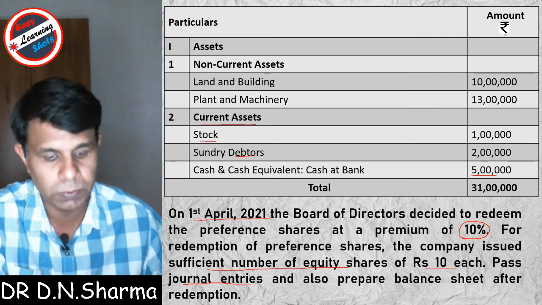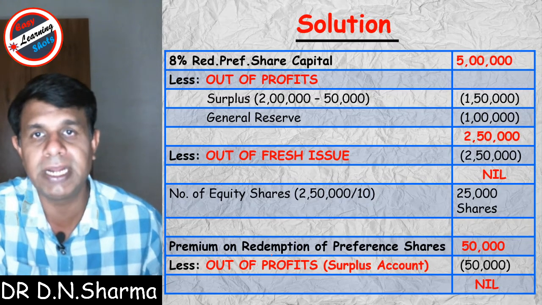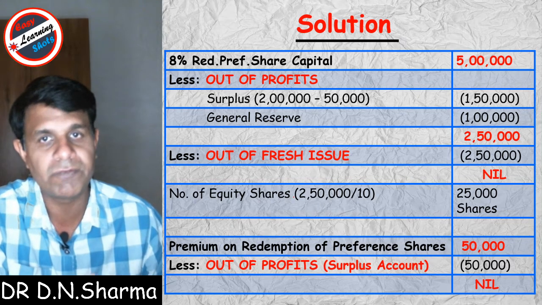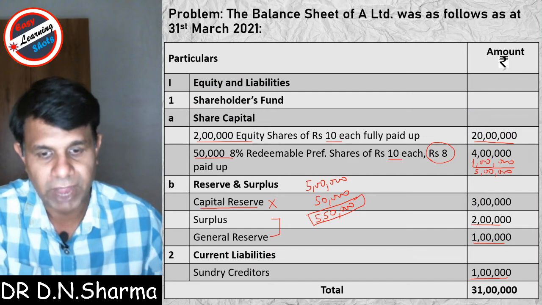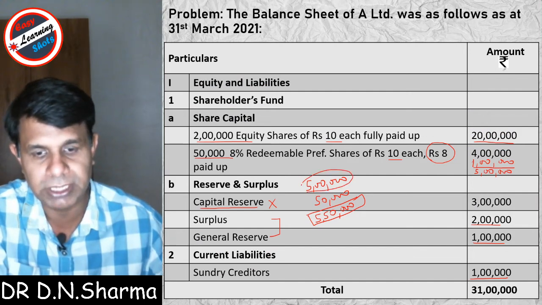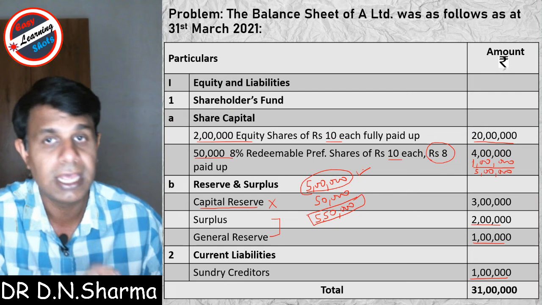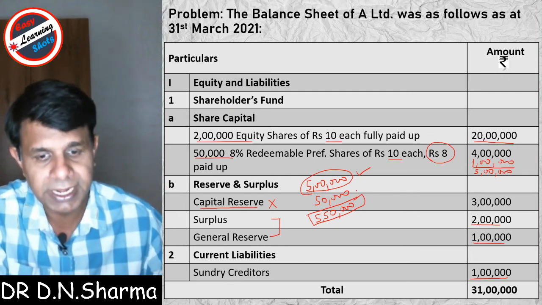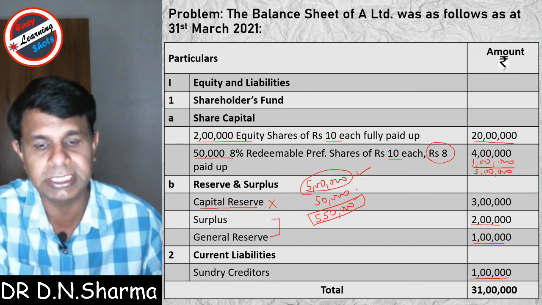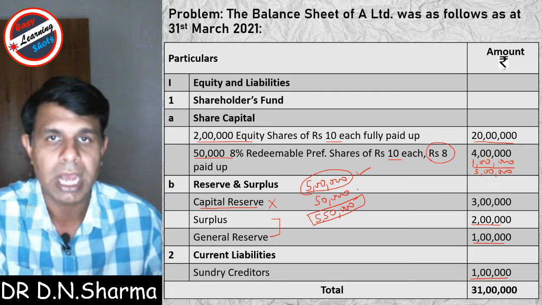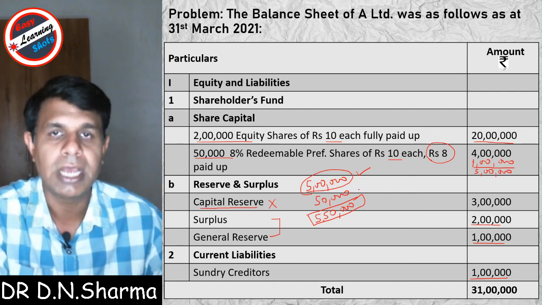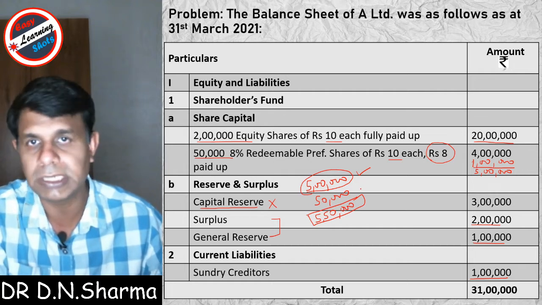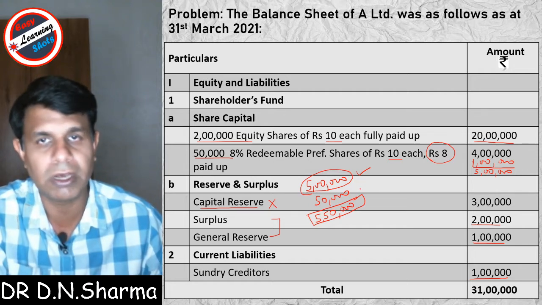Now first we have to understand how we adjust or redeem the preference shares out of profits or out of a fresh issue. Now we want 5 lakh rupees as nominal capital of preference shares. This 5 lakh is adjusted either out of profits or out of fresh issue, and the remaining premium on redemption of preference shares is adjusted. First preference is given to out of profits, and if no amount remains in out of profits, then we can use the securities premium reserve account for the premium on redemption of preference shares.